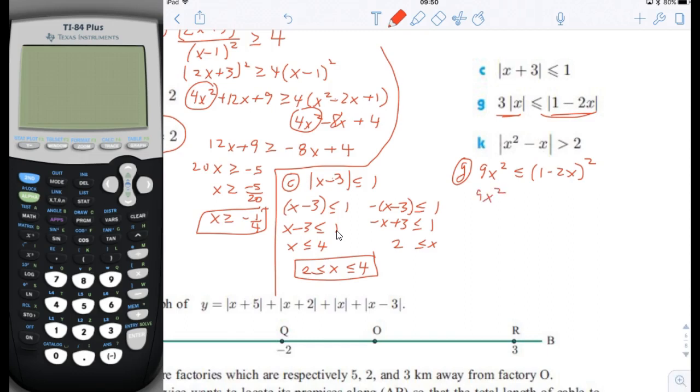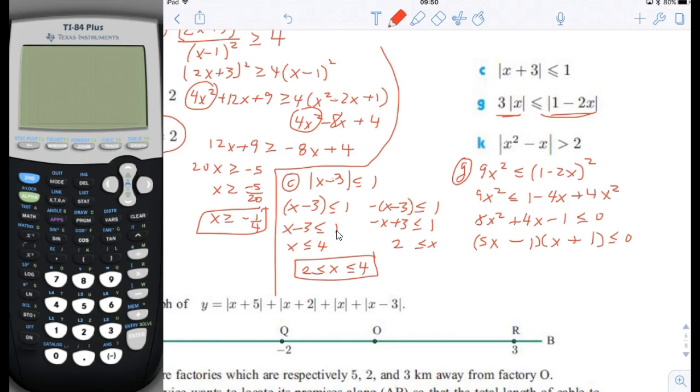So 9x squared is less than or equal to 1 minus 4x plus 4x squared. Subtract 4x squared from both sides. You get 5x squared. Let's add 4x to both sides, subtract 1 from both sides, and then we end up with that. Okay, so now we have maybe a factorable quadratic. Let's try to factor it. That worked, right? Is less than or equal to 0.